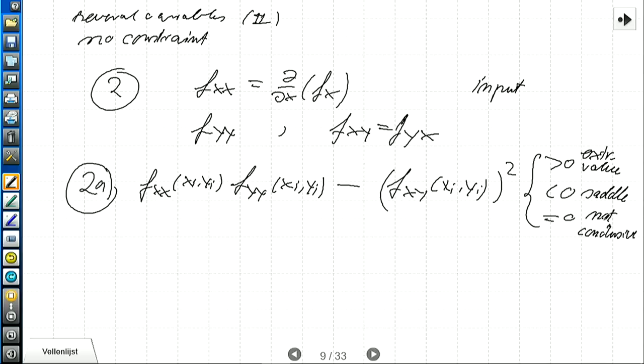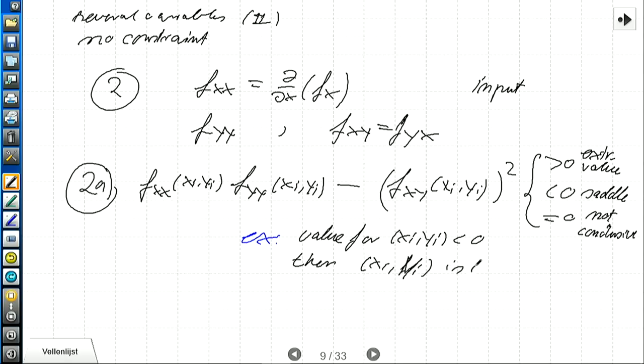And now I know we continue. If it's a saddle point, so suppose, let me make an example, the value for my point (xi, yi) is negative, then (xi, yi) is a saddle point, and I'm done.